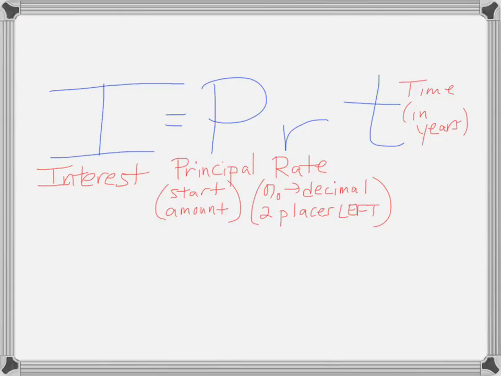R is for rate, that's the interest rate. It will be given as a percent, and we need to change that to a decimal. So we'll move the decimal 2 places to the left. And then T is the time in years.